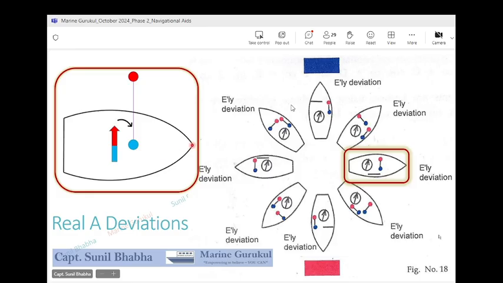Vessel is heading in the easterly direction. So this blue pole, which is to the east of the compass needle, attracts the red end of the compass needle towards it. The needle is pivoted at the middle at this particular point here. So it swings clockwise towards the blue pole shown by this arrow, generating an easterly deviation. Also, this blue pole repels the blue end of the compass needle, and this also adds on to the clockwise swing or the easterly deviation generated in the compass needle.